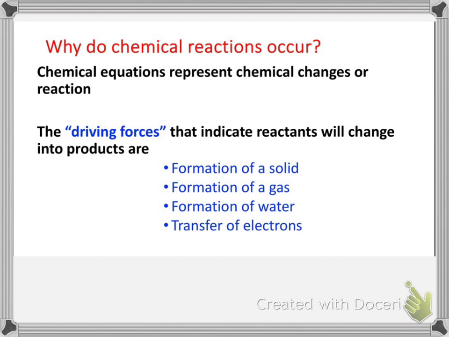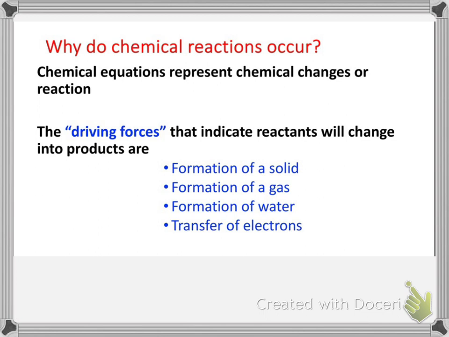In this part of the chapter, we're still going to be using chemical equations, but we're going to be talking about specific categories of reactions. And on this first slide, you can see that there's several driving forces that will indicate that reactants will change into products. Or another way to say that is that there will be a chemical change. So on this slide, it just lists 4 of those driving forces. And we're going to talk on the next slide about in lab, what would we see? Like what will we observe when a chemical change occurs?